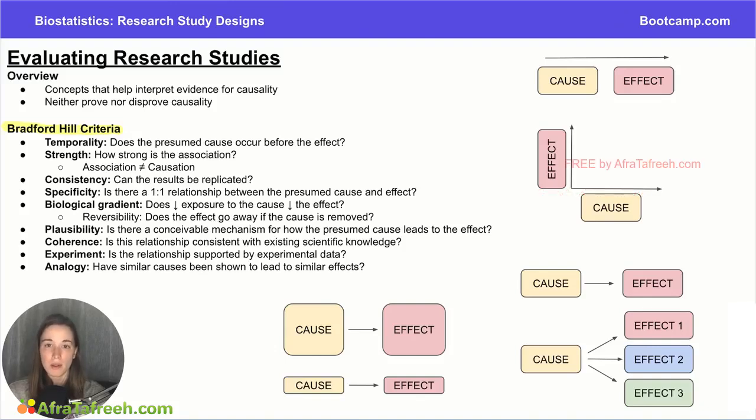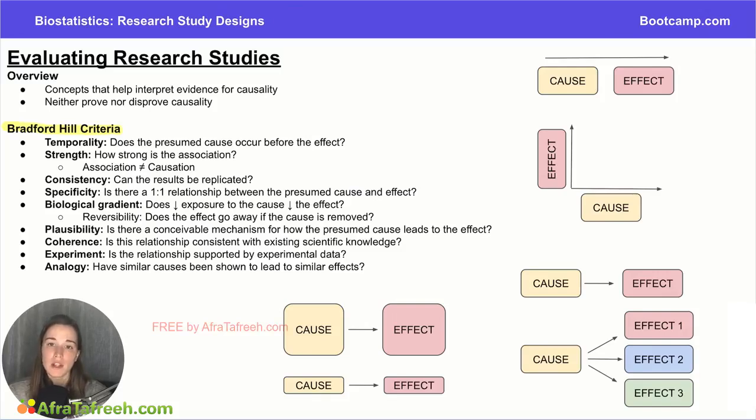Now remember, we've talked about this a lot, but observational studies cannot establish a causal relationship. Only experimental studies can do that. But the presence of some of these Bradford-Hill criteria can give us more reason to think that that causal relationship might exist in an observational study. But it's important to remember that a study doesn't need to meet all of these criteria to still potentially be describing something that has a causal relationship.